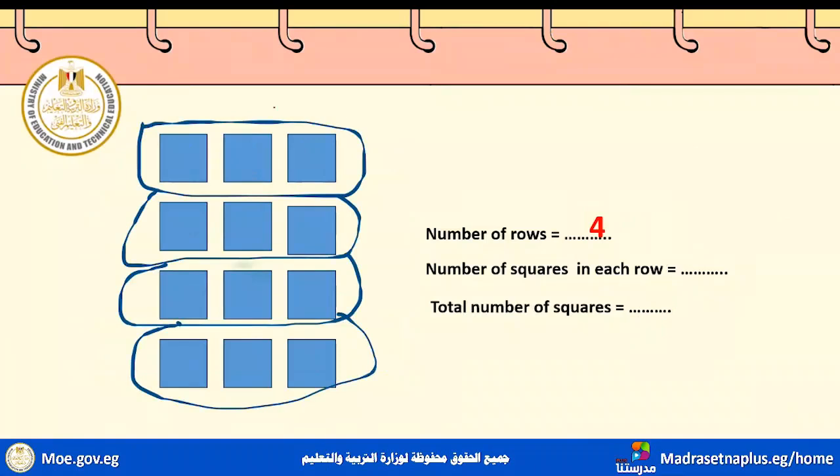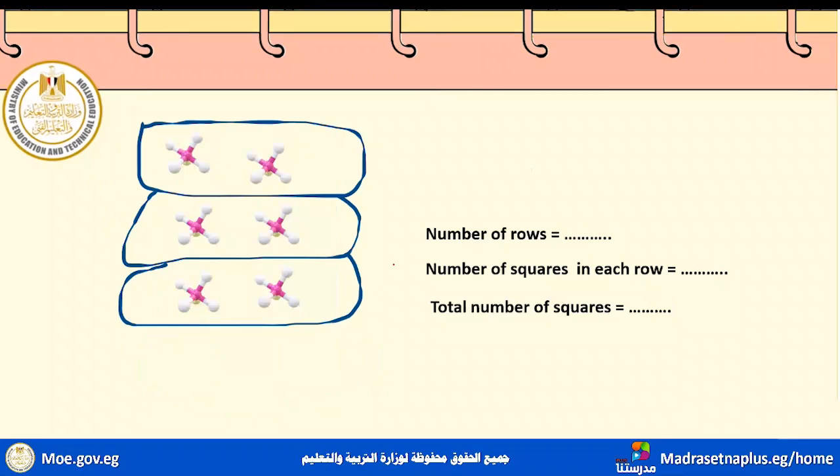Yes, 4 rows. 1, 2, 3, and 4. Number of squares in each row? 3. 1, 2, 3 that we got before. Now it's easy to get the total number of squares, or the total number of any elements of any array. Yes, 12 squares. So this array consists of 12 squares arranged in 4 rows. Each row has 3 squares.